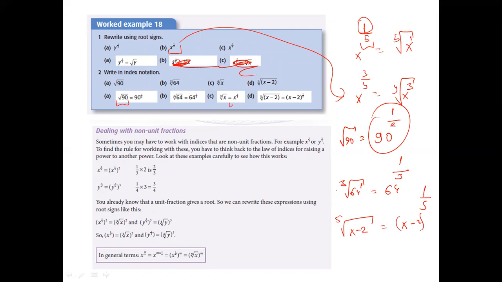So, dealing with non-unit fractions: sometimes you may have to work with indices that are non-unit fractions. For example, x to the power of 2 over 3, or x to the power of 2 over 4. To find the rule for working with this, you have to think back to the law of indices for raising a power to another power. Look at these examples carefully to see how this works.